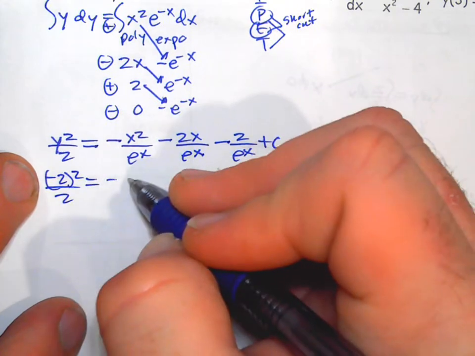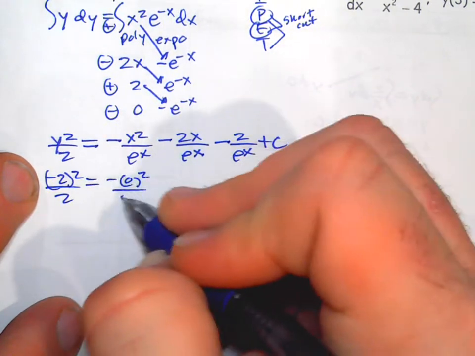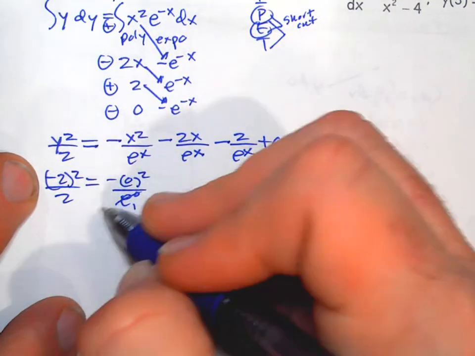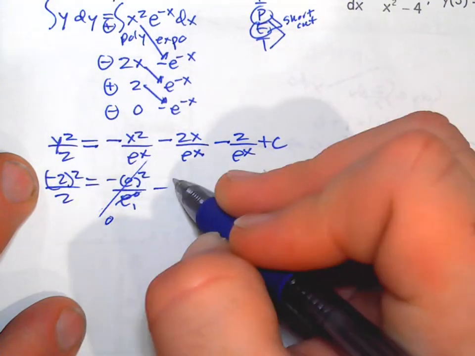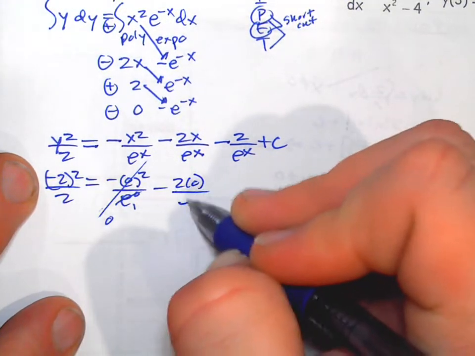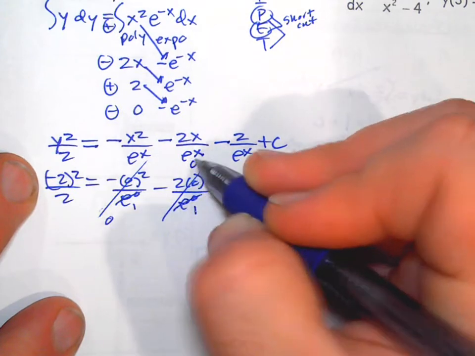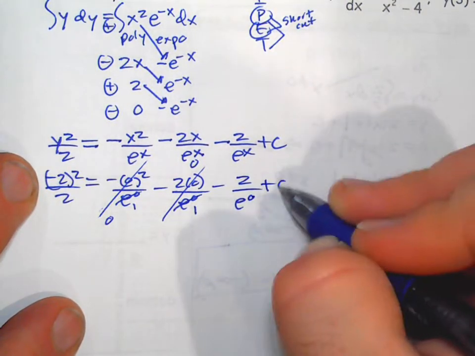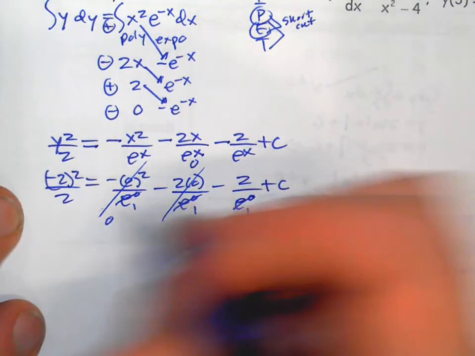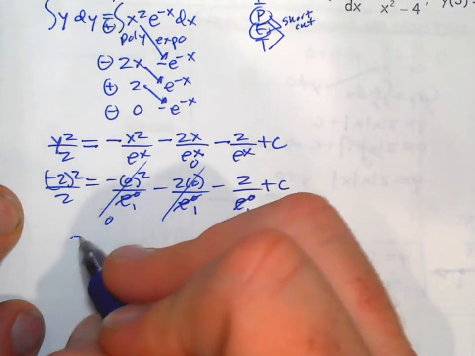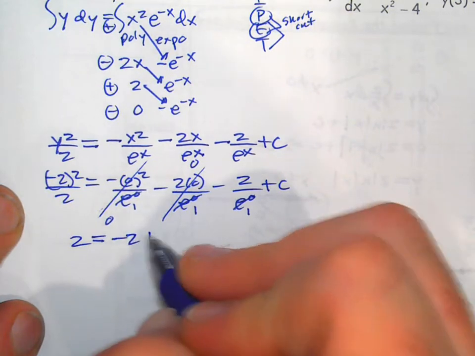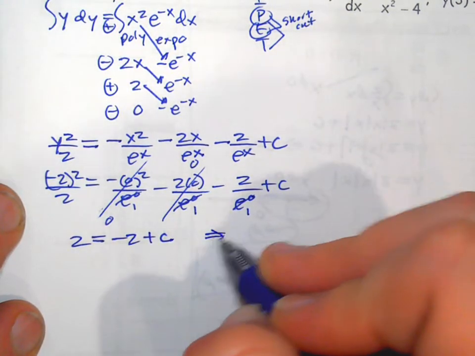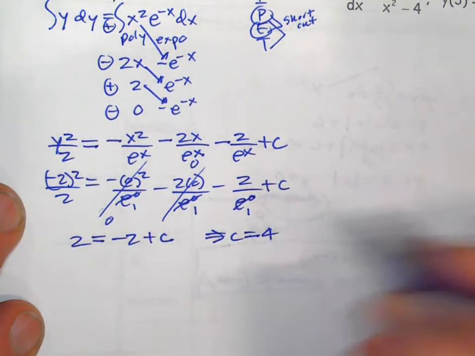And this is going to be 0 squared over e to the 0, which is 1, but 0 divided by anything is 0, minus 2 times 0 over e to the 0, which is 1, but that's going to be 0, minus 2 over e to the 0. Ooh, that's not 0. That's going to be -2. So we get positive 2 equals -2 plus c. So c equals 4.